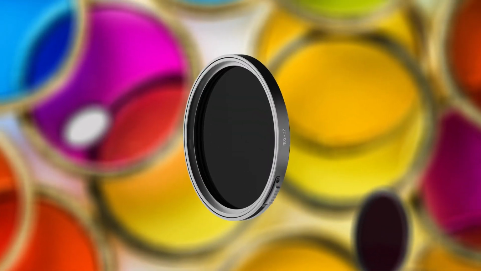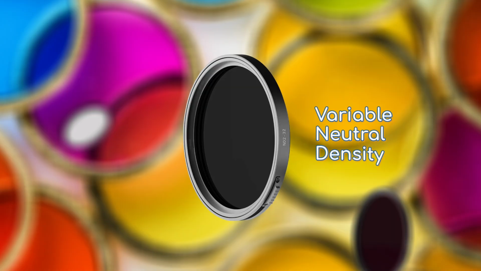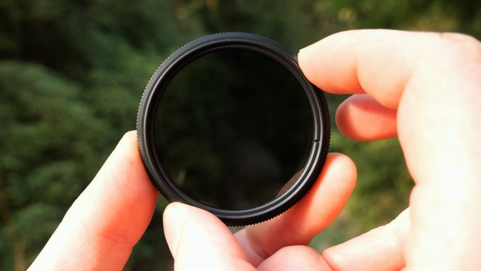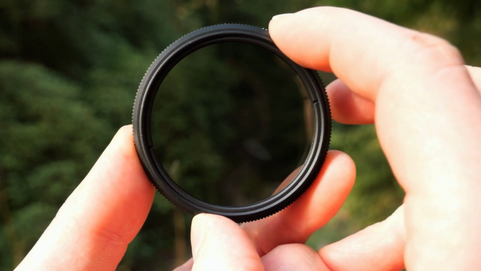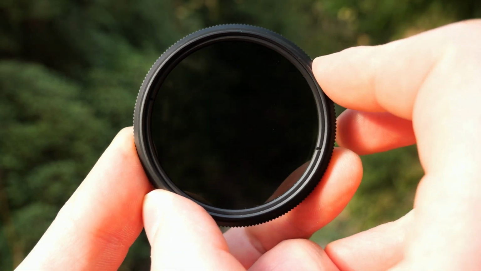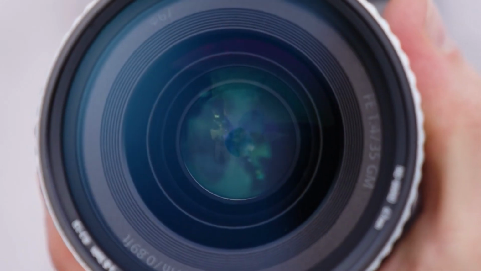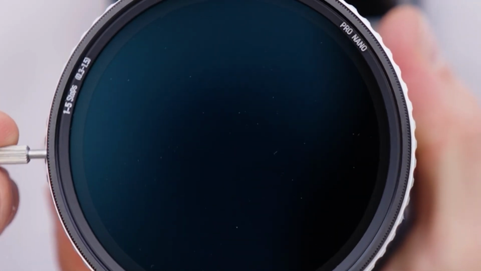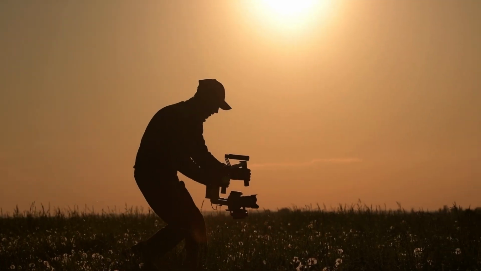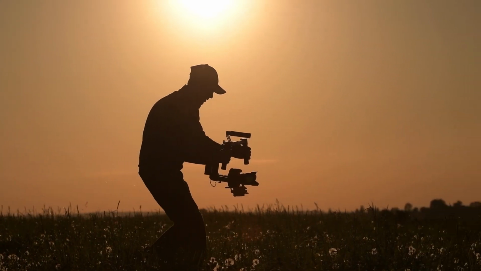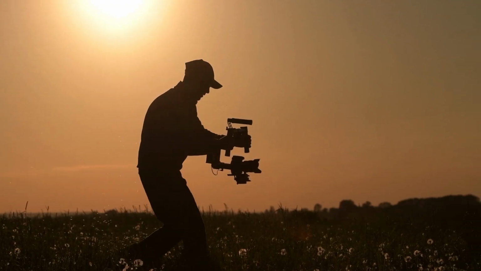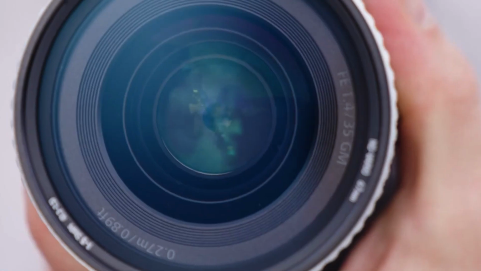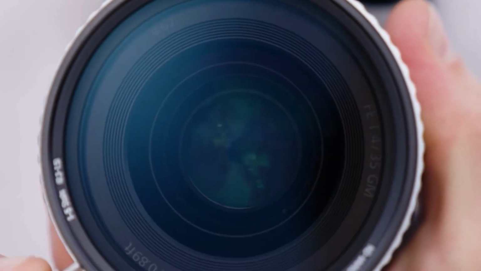Variable ND filter. A variable ND filter provides adjustable light reduction in a single filter. It's built using two polarizing elements that rotate against each other, allowing the photographer to increase or decrease the density simply by turning the outer ring. This makes it very useful for video production, where maintaining a consistent shutter speed is important for natural motion. Instead of changing filters as lighting conditions shift, the user can quickly dial in the desired level of light reduction.